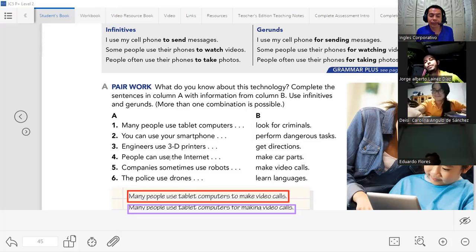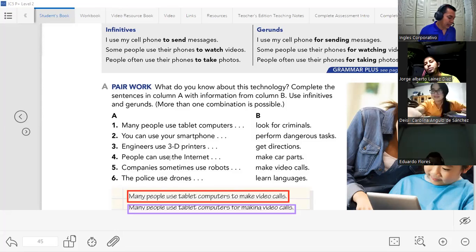Okay, people can use the internet to learn languages, right? I managed to hear, yes. Learn. Okay, very good. It sounds cut off, but yes, learn languages. Okay, I will repeat what Carolina says. Carolina says, people can use the internet to learn languages, right?